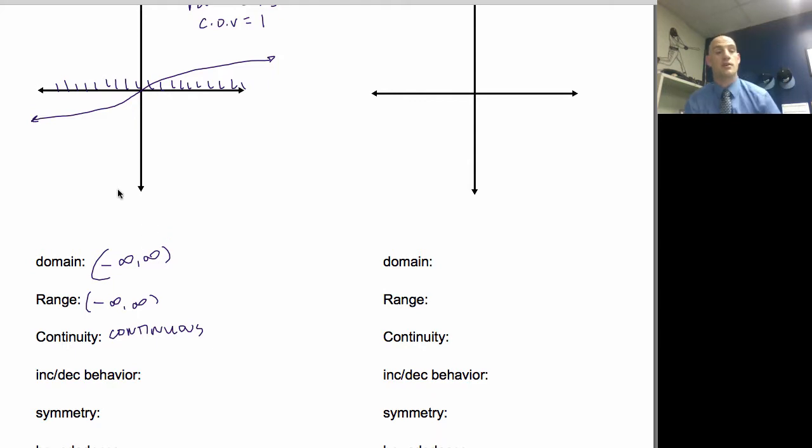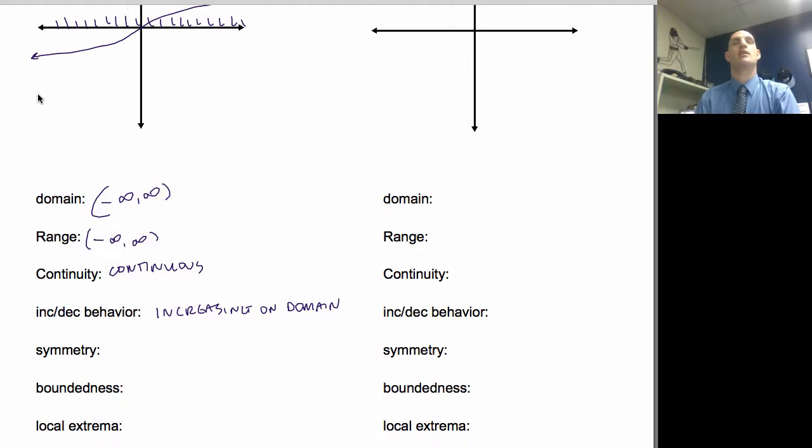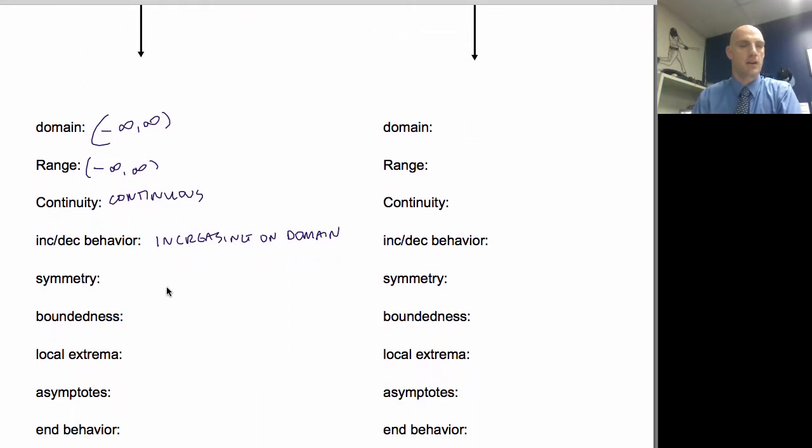A reminder, continuity means, could I draw that without picking up my pencil? Yes, I certainly could. Increasing and decreasing behavior, meaning, is it going up and to the right? Is it going down and to the right? Is it remaining constant? Well, check it out. Everywhere I go, as I move to the right, I'm going up. So it's increasing on its domain, meaning every part is going up and to the right. But Mr. Seris, this is going down and to the left. I'm talking about as I move to the right. Is it going up or down?